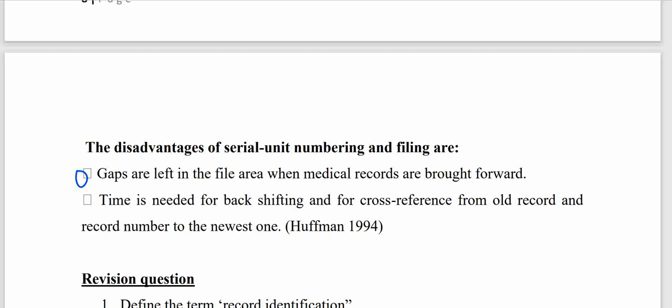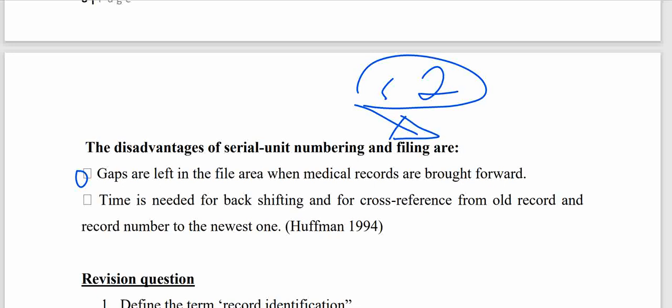And the time needed for the back shifting is when you want to, because first of all, you must assign the what? The serial numbering system. And after assigning that, you must go into your database and search for the unit numbering system. Remember the policy or the principles. That number must not be shared, or there must be no patient who is having more than one what? Number.